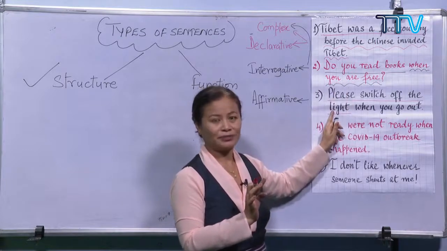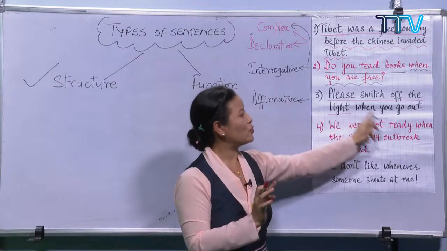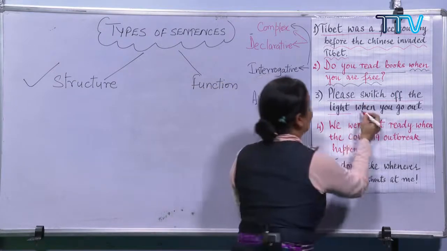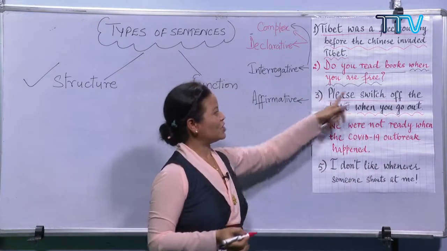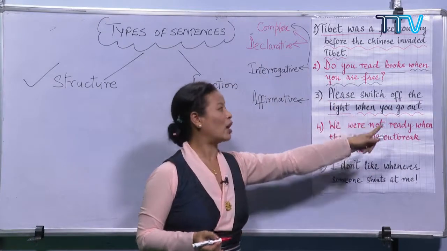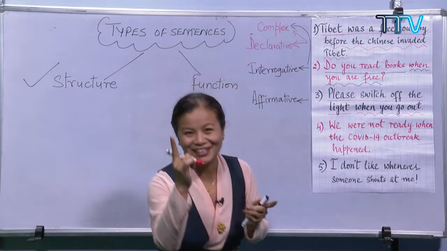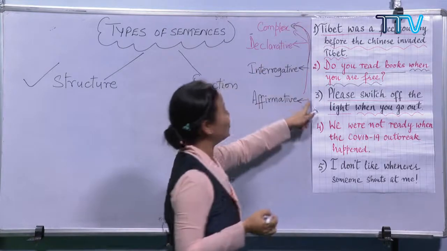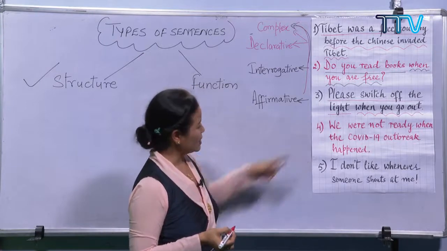Independent clause. Now the next part of the sentence, when you go out, is an example of a dependent clause. Please switch off the light when you go out. And together this makes a complex sentence. So again, a complex sentence. Now let's look at the next example.